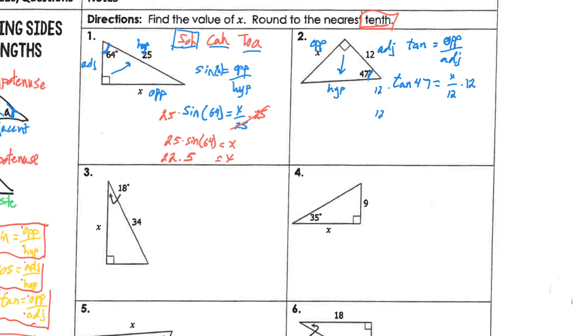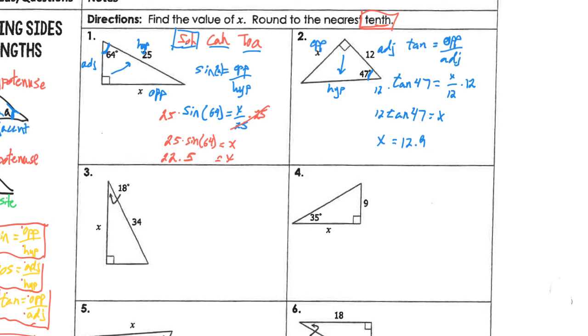Once you get the hang of this, it gets pretty easy. So we have 12 tangent 47 equals x, and grab your calculator, type it in. So we have 12 tangent 47. Go in the calculator, close off the parenthesis. So x equals 12.86. So I'm going to change that 8 to a 9. So 12.9.